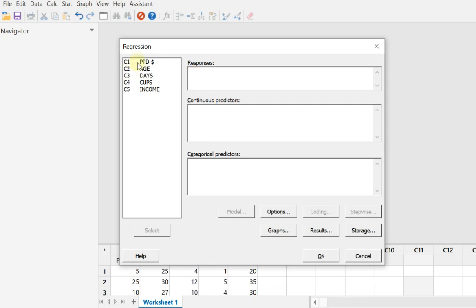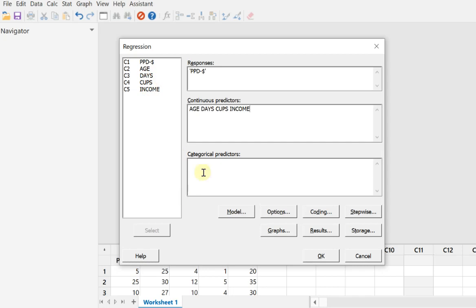But once you click in it, you should see the columns with data. These are the variables. My response is what I want to predict, right? My predicted value, the variable, is prepaid amount on the card. What am I going to use for my predictors? I'm going to use age, double click, days, cups, income.